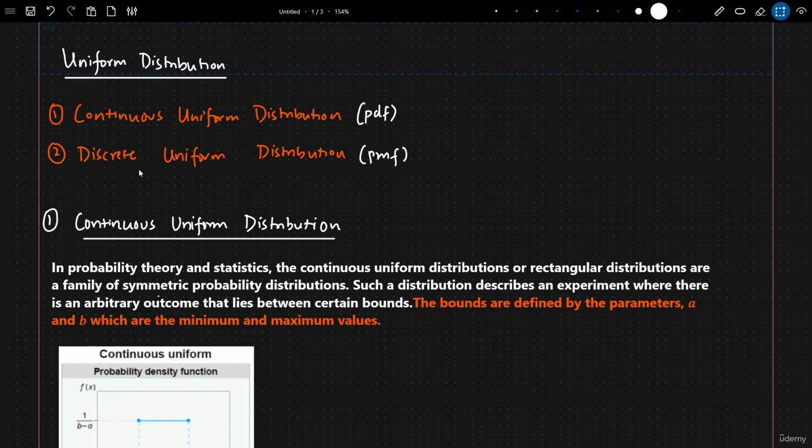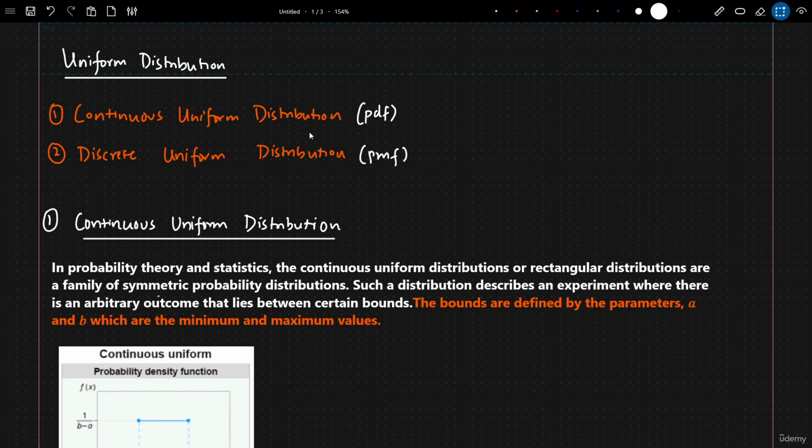Similarly, the second type is called the discrete uniform distribution. And since the name is discrete, over here you have a discrete random variable. So we specifically use a probability mass function. Now in this video, we will go in depth. We will try to understand the continuous uniform distribution.